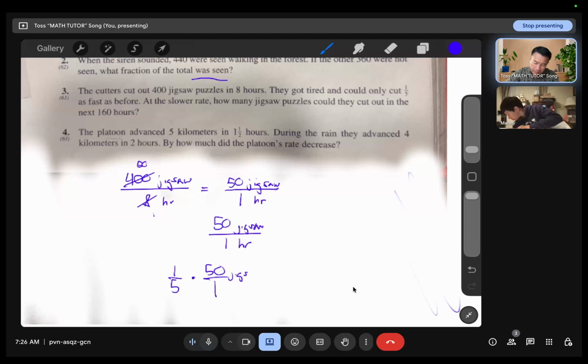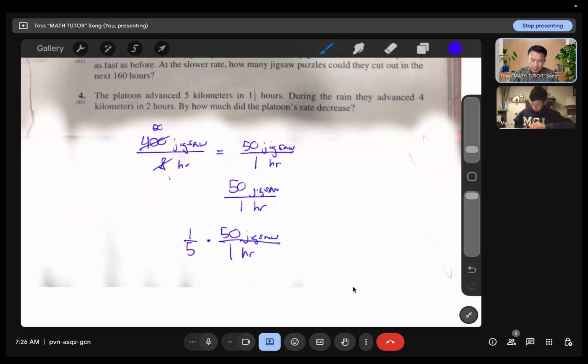Jigsaw puzzle, but I'll write jigsaw. I know I should have written the word puzzle, but jigsaw is more specific. So you cross cancel. 5 can go into 10. 50 10 times, and itself 1 time. Therefore, you're left with 10 jigsaw puzzles over 1 hour. So that's a fifth of the speed you got before.